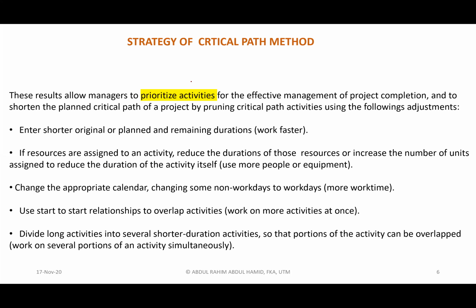Okay, another issue is prioritizing activities. Why do we want to use the critical path method? Because once we indicate which activities are critical and non-critical, then we can prioritize in terms of resource assignment. We want to assign resources. Resources could be people, equipment, or even money. But the most critical things are people and equipment.